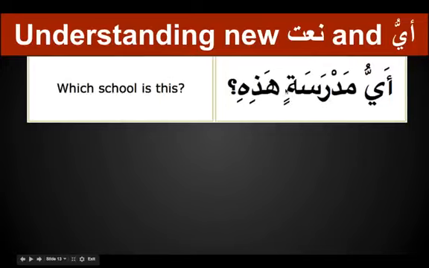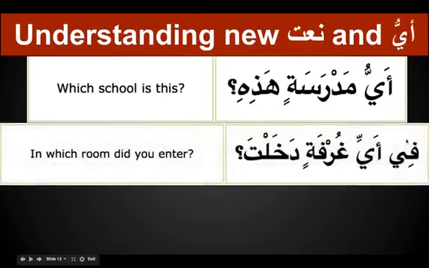They're connected, and hadihi is not connected, so we can insert it here. Which school is this, hadihi? Why hadihi? Because it is asking about madrasatin. Which school is this? So asking fi ayyi. If it comes after a harf jar, it will be ayyi. We won't say fi ayyu, it will be fi ayyi. Fi ayyi ghurfatin, in which room.